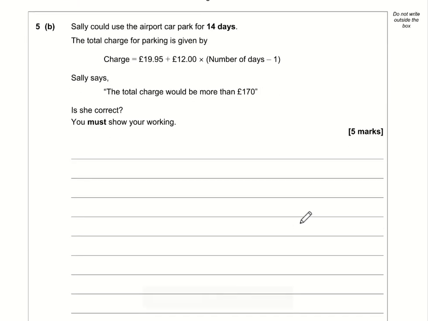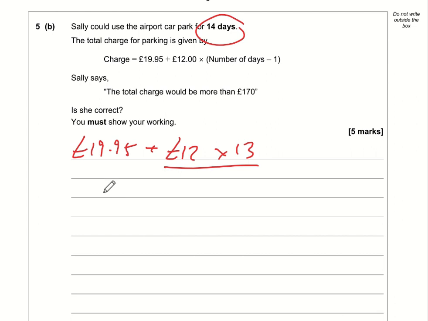Okay, so this final question, we know it's 14 days, so we're using the formula. It's going to be £19.95 plus £12 times the number of days take away 1, so times 13. First of all, we've got some BIDMAS going on here. We need to do the multiplication first. What is 12 times 13? 3 2s are 6, 3 times 1 is 3. Put in a 0 because this is the tens. 1 times 2 is 2, 1 times 1 is 1. So that is 156.